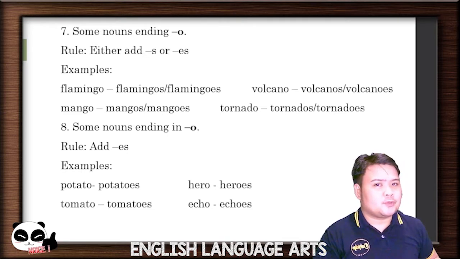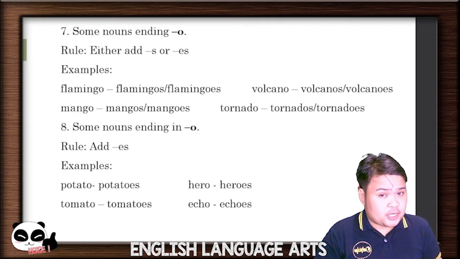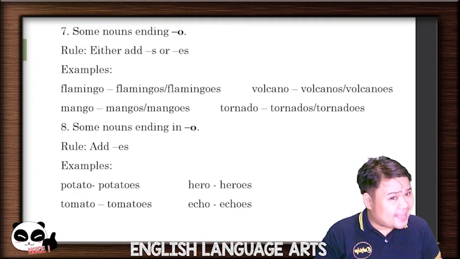Before we go to the next rules, you might ask, how will we know if you just have to change the f to v first and then add es, or just add s?